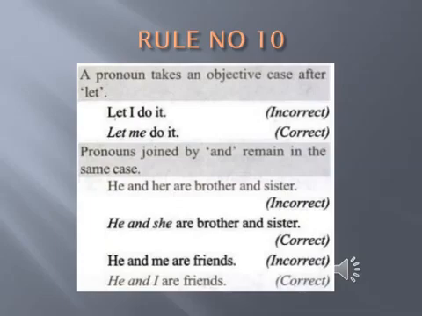Pronouns joined by and remain in the same case. He and her are brother and sister. What comes before the verb is the subject, so you have to use those pronouns in the subjective case only. He and she are brother and sister. What comes after the verb is the objective case. He and me are friends. Wrong. He and I are friends.